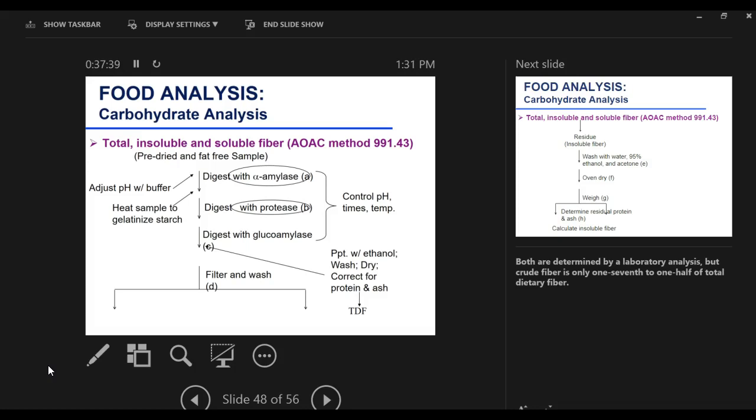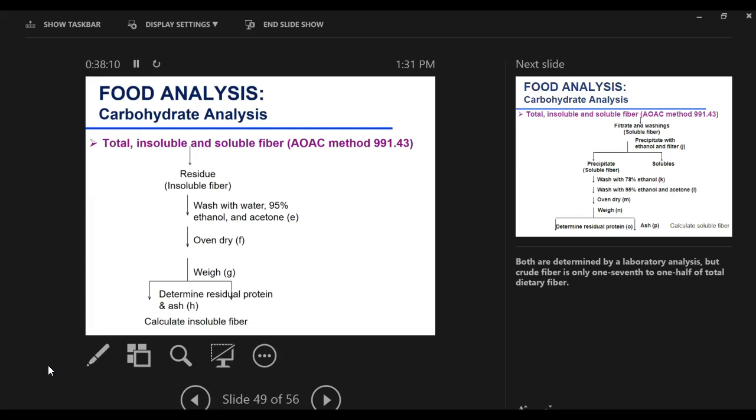Now, if I want to determine soluble fiber and insoluble fiber separately, instead of adding ethanol at this step, I would filter and wash. So in this case, I did not precipitate my soluble fiber. I just separated my insoluble from the soluble. This way I can determine how much insoluble fiber I have versus soluble fiber. So I take the residue, which is the insoluble fiber, that would not be solubilized, obviously.